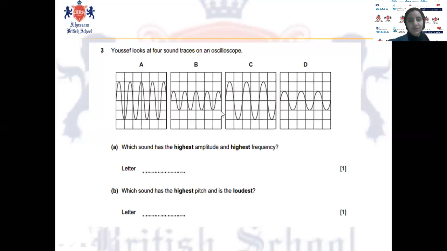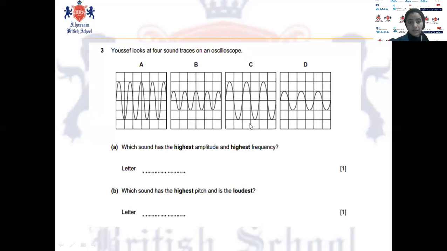Yes, miss. We have four sound traces, okay? Four sound traces on an oscilloscope. Which sound has the highest amplitude and highest frequency? I choose two letters. No, only one. Okay, A. The first one. The first one, excellent. A.